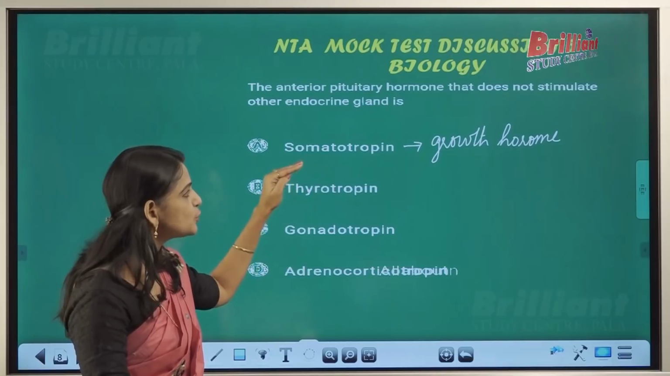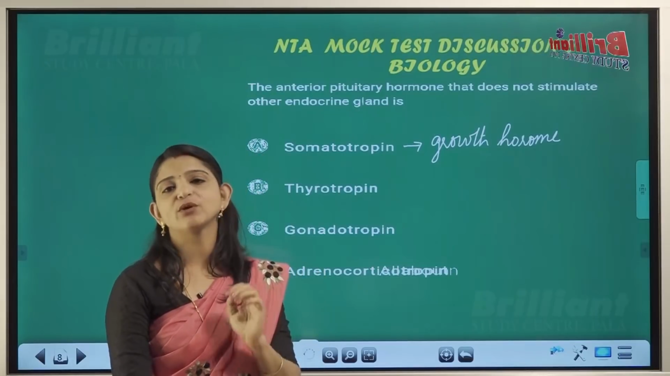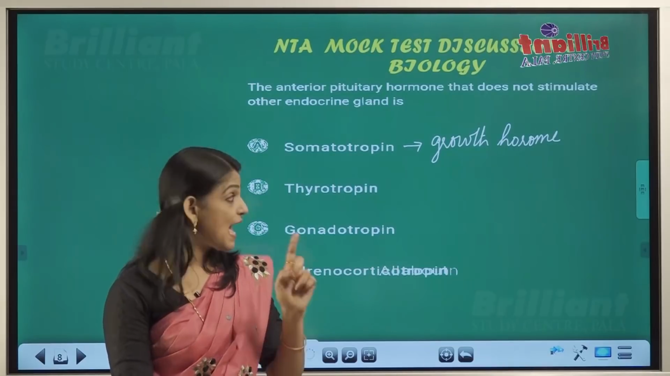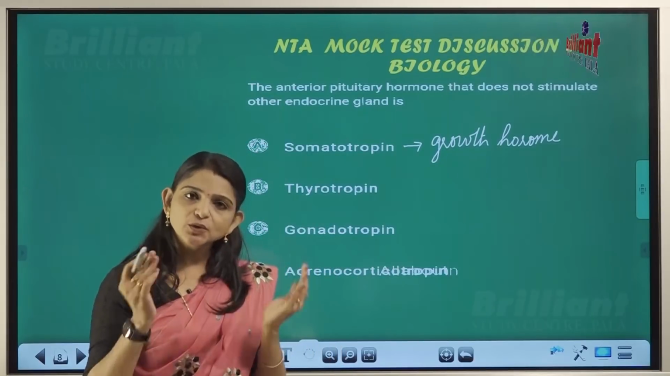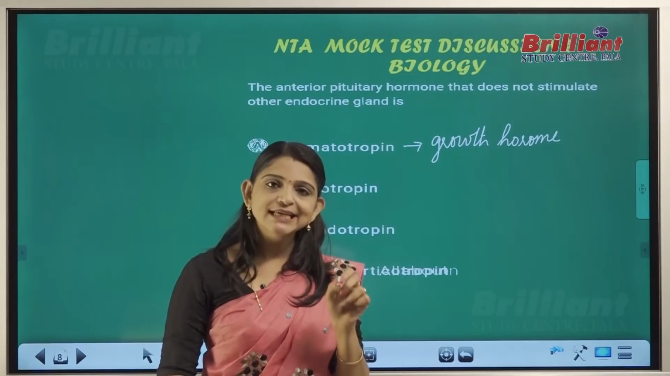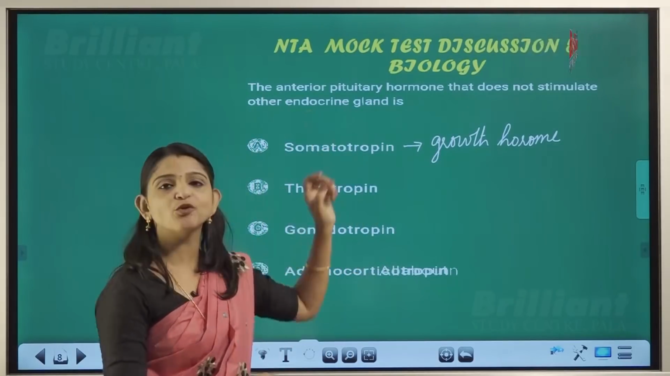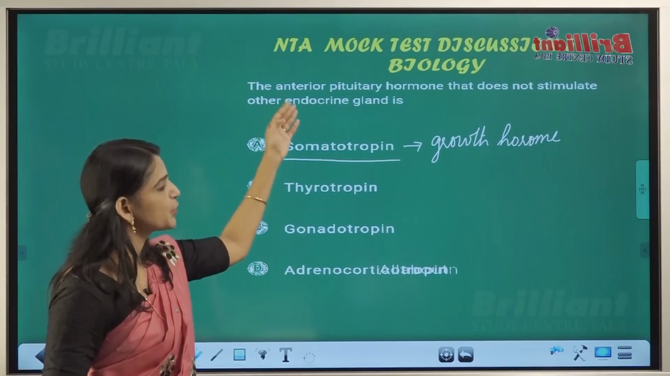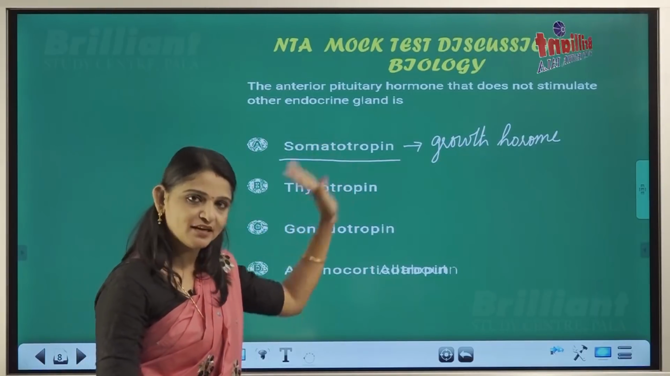It does not stimulate other endocrine gland. That is correct. Somatotropin is not stimulating any other endocrine organ for its action because it has direct action on all body parts, as it is a growth hormone. As we are considering growth, the growth is taking place all over the body. So somatotropin or growth hormone has its own effect in all body parts. It does not only affect another endocrine gland. So actually this is the answer. Somatotropin, it is secreted from anterior pituitary, that does not stimulate any other endocrine gland.